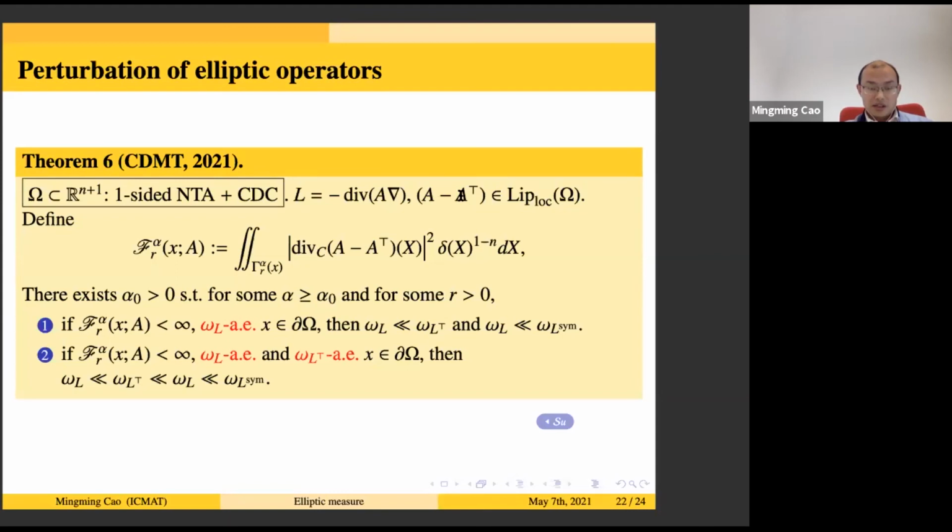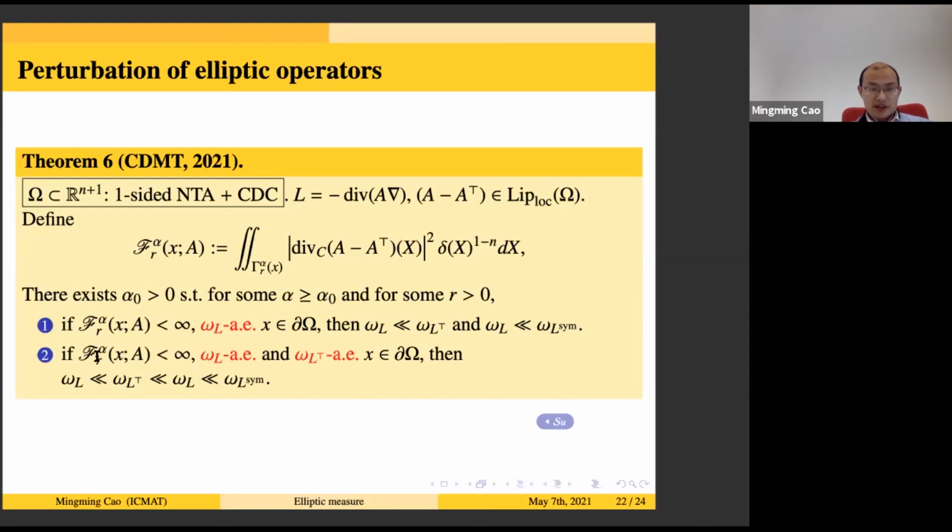Assume that the anti-symmetric part is Lipschitz locally, and define this quantity. Here the divergence denotes the divergence operator acting on the columns. If f R is finite almost everywhere with respect to omega L, then omega L is absolutely continuous with respect to omega L transpose, and with respect to omega L sym. L sym denotes the symmetric part of L.